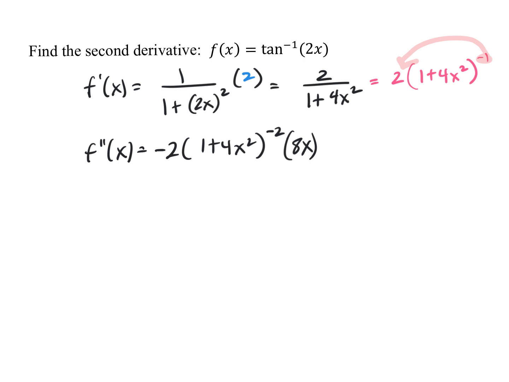Who could simplify this, how their answer might have it written? Go ahead, Greer. Negative 16x. You're so smart. I was going to say negative 4. That's the snot in my head talking. It's negative 16x over 1 plus 4x squared, to the second.